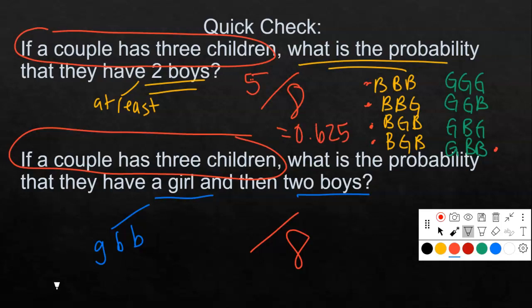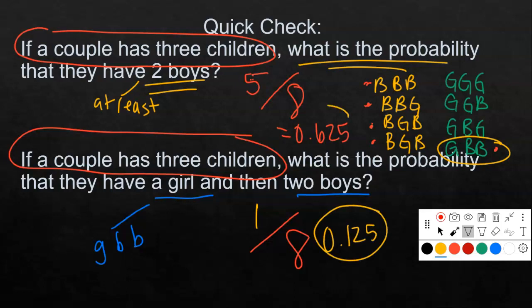0.625 probability. The second question is, what if they started with a girl and then had 2 boys, and that would only be one of the 8 possibilities. Change that into a decimal and you get 0.125.